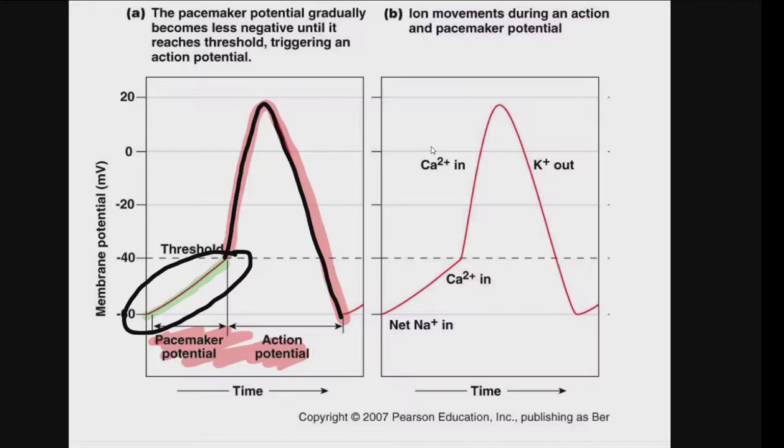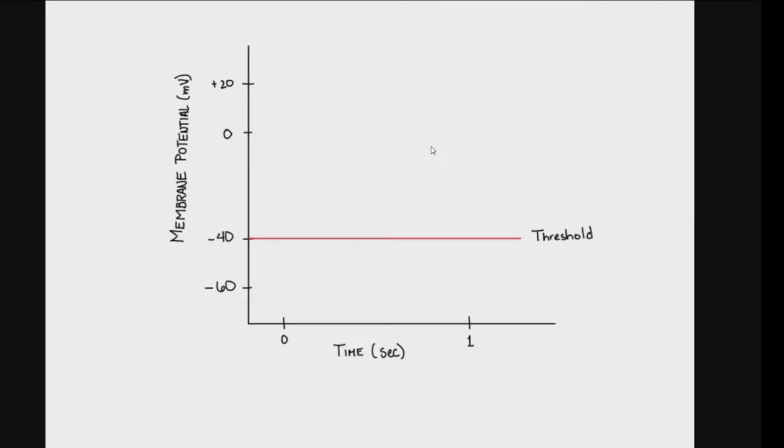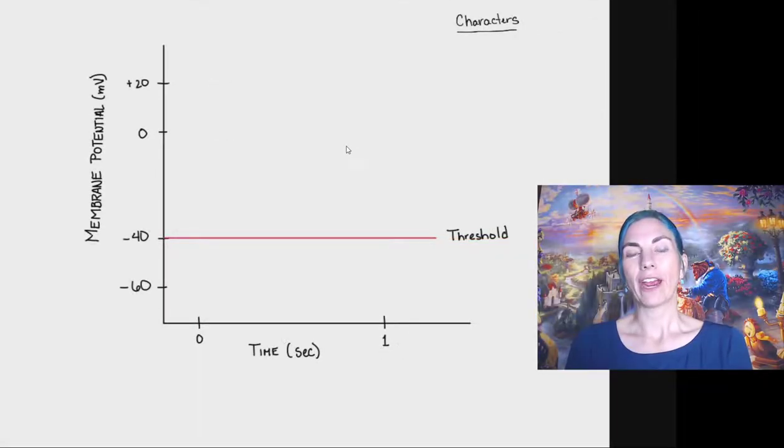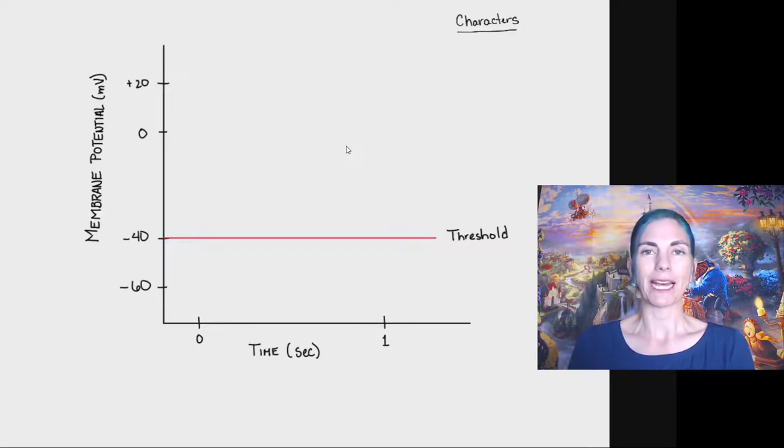All right, before we get into that, let's go ahead and introduce our players. So we're going to go ahead and draw out the tracing, but before we do that, we're going to introduce the channel proteins that play a role here. And so go ahead and pause the video and copy this down if you'd like. So who are the characters in this action potential and pacemaker potential in autorhythmic cells?